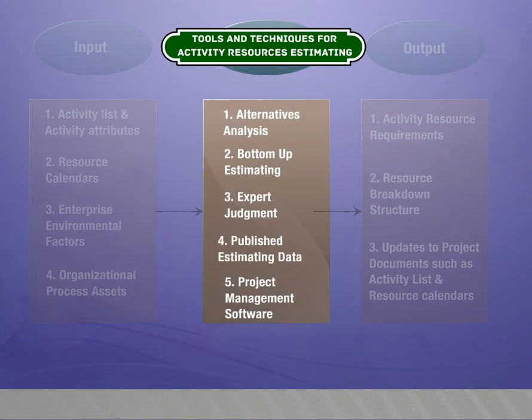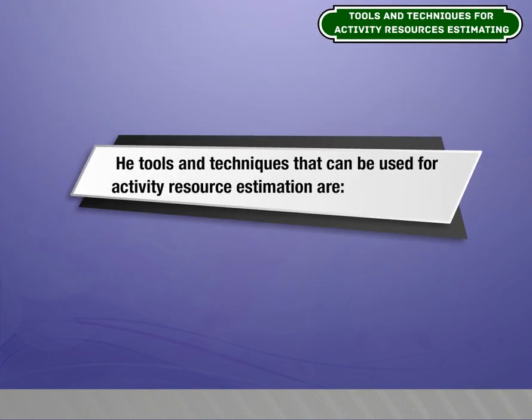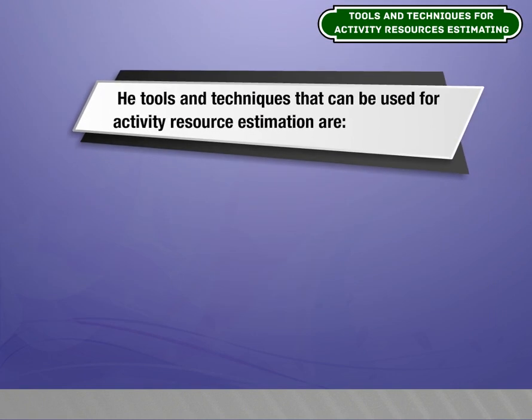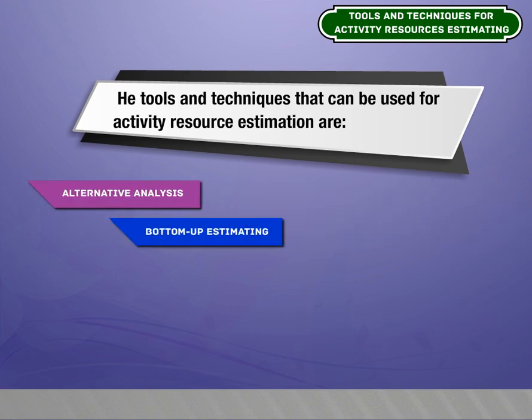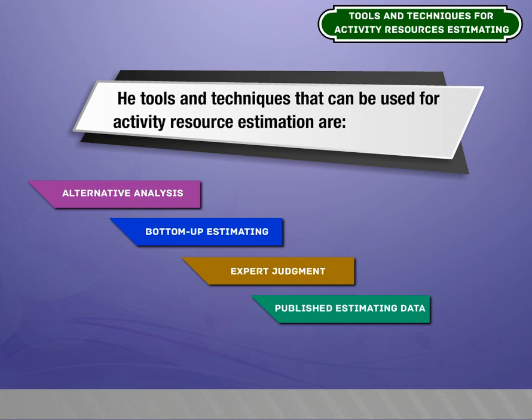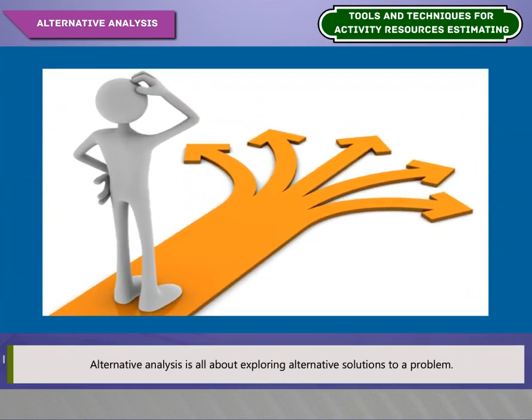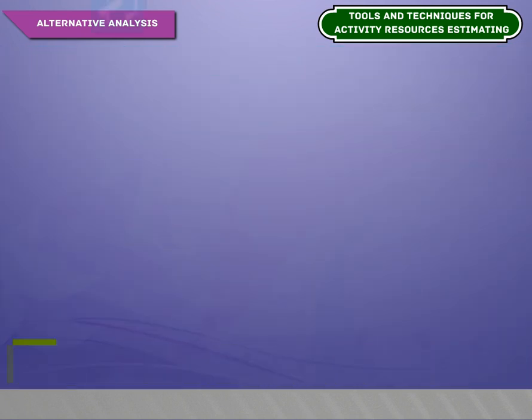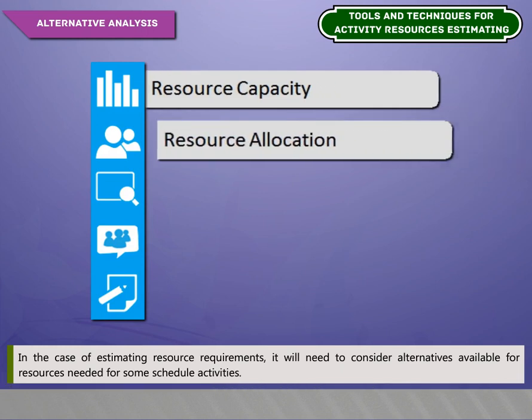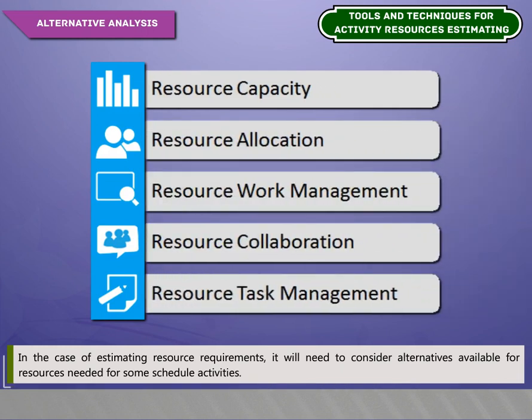Tools and techniques for activity resource estimating. The tools and techniques that can be used for activity resource estimation are expert judgment, published estimating data, alternative analysis. Alternative analysis is all about exploring alternative solutions to a problem. In the case of estimating resource requirements, it will need to consider alternatives available for resources needed for some scheduled activities.